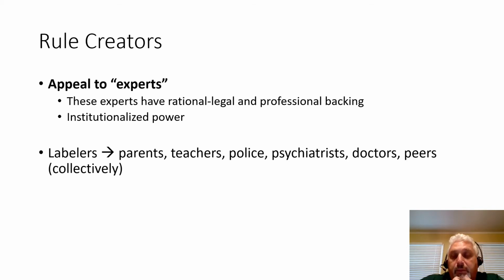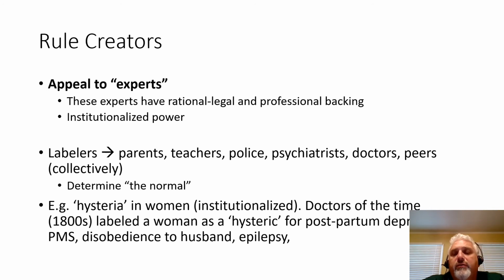So who are some labelers when it comes to criminal justice? Parents, teachers are labelers, the police, psychiatrists, doctors, and in some cases your peers. These folks get to determine what is normal. So, I'll give you an example. For the longest time, women could be institutionalized for being hysterics, in other words, for suffering from hysteria.